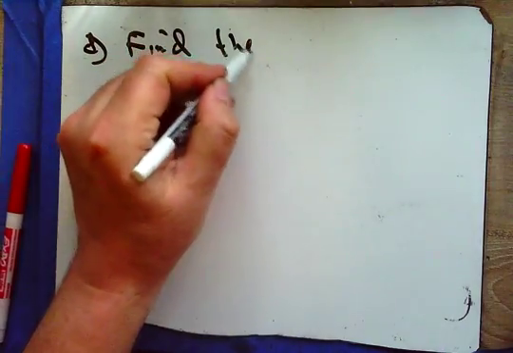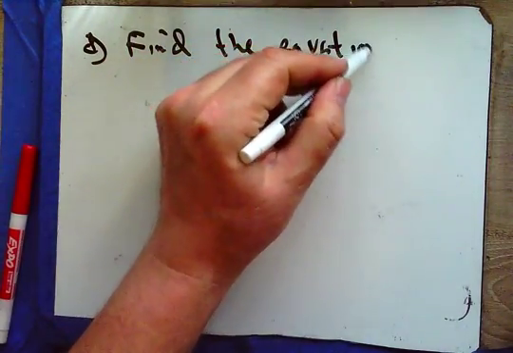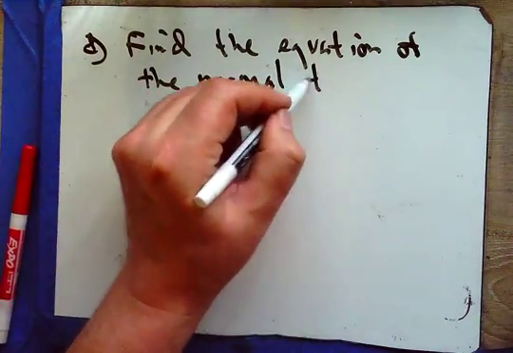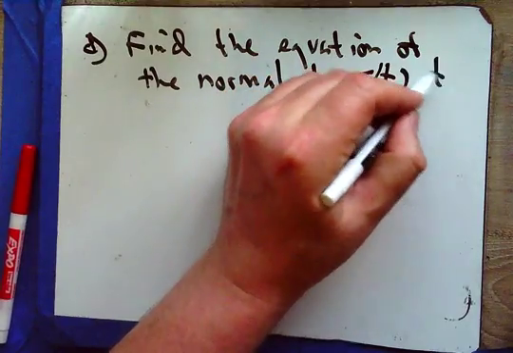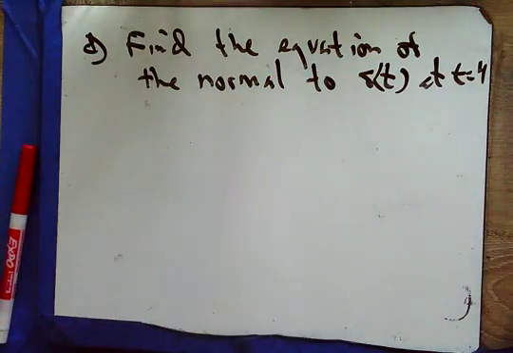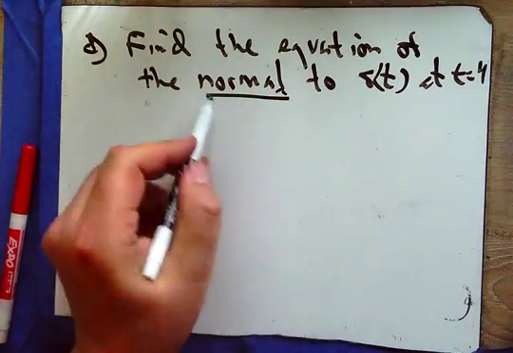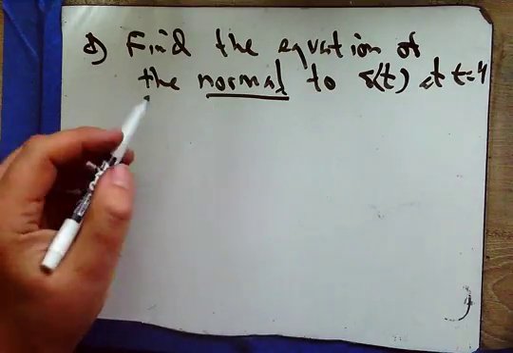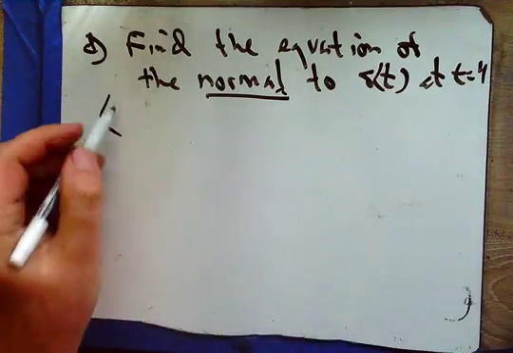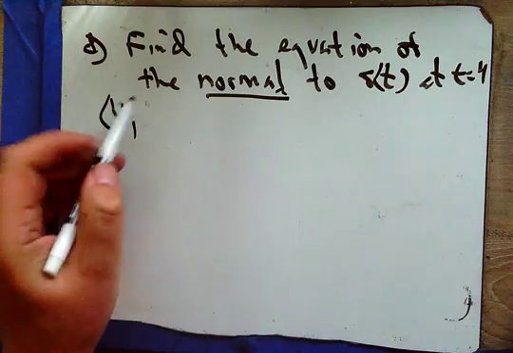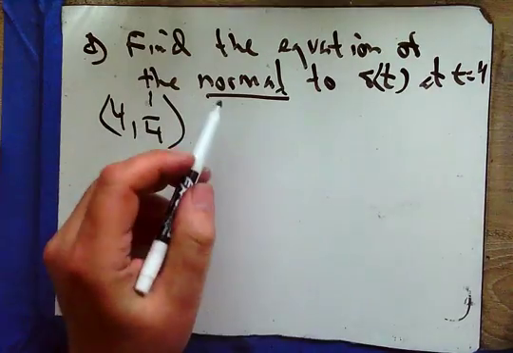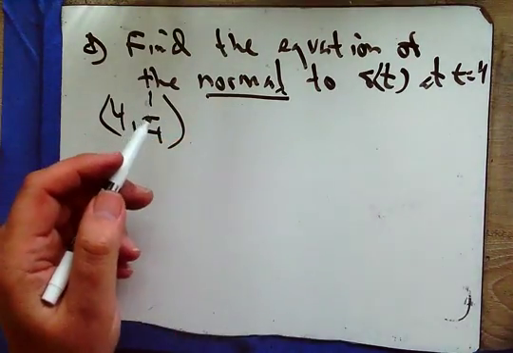Next question. D. Find the equation of the normal to s of t at t equals 4. Well, the normal runs perpendicular to the tangent. So it's the equation of a line. I need a point at time equal to 4. I remember when I plugged 4 into s of t, I got 1 over 4. So that's my point of tangency, where the normal is perpendicular to the tangent curve.